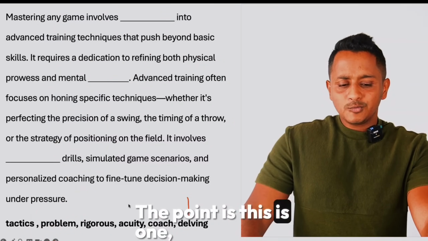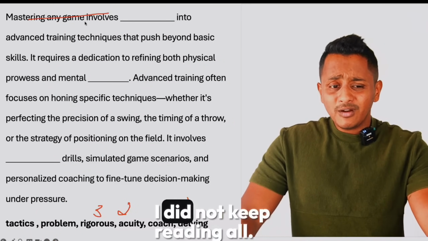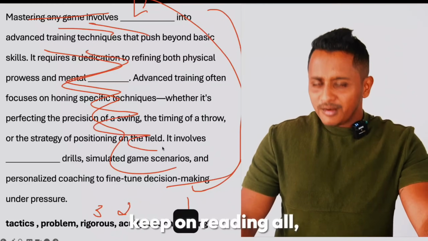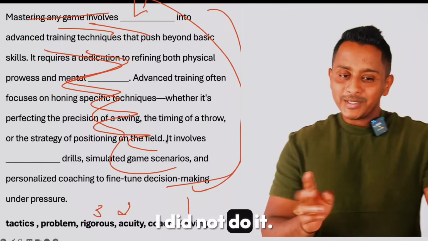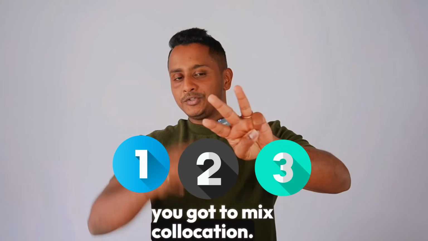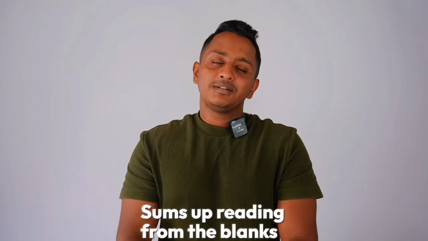So the point is, this is 1, this is 2, this is 3. To do this, I did not keep reading all, waste my time, and again go back and keep on reading all. I did not do it. I went to do it in parallel. This is the approach. You got to mix context, you got to mix grammar, you got to mix collocation. This is what it is. Sums up reading fill in the blank.